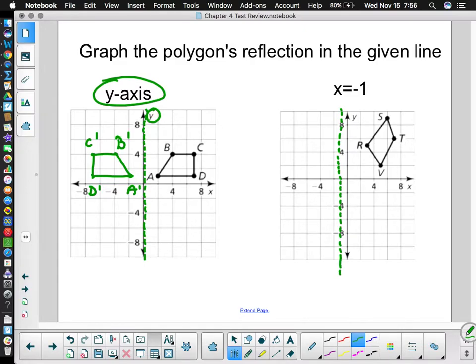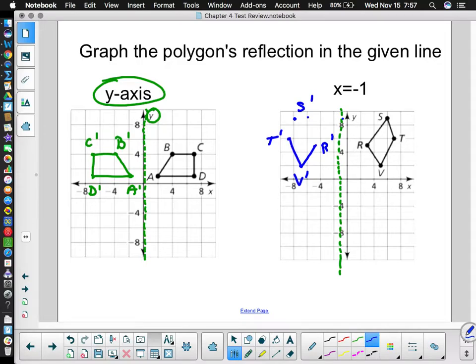Not perfect, but we get the idea. And then we just simply reflect each point over that vertical line. So V is 1, 2, 3 boxes over, so 1, 2, 3. There's V prime. R is 1, 2 boxes, so 1, 2. And now, granted, we're in the middle of the boxes, so we're a little bit approximate. T is 1, 2, 3, 4, so 1, 2, 3. There's T prime. And S prime is 1, 2, 3.5, so there's my half. There's S prime.